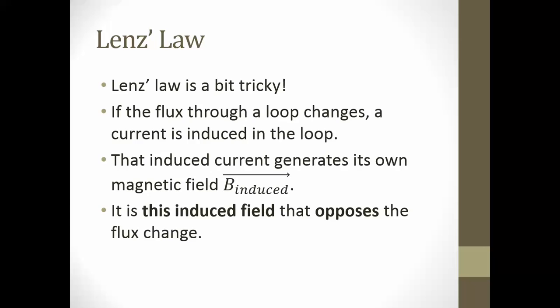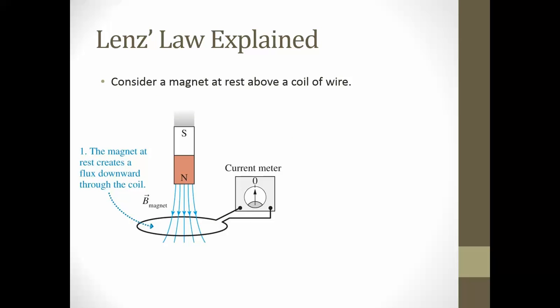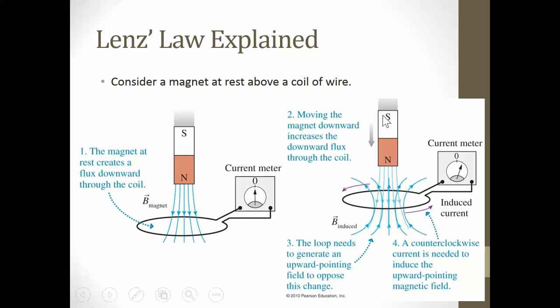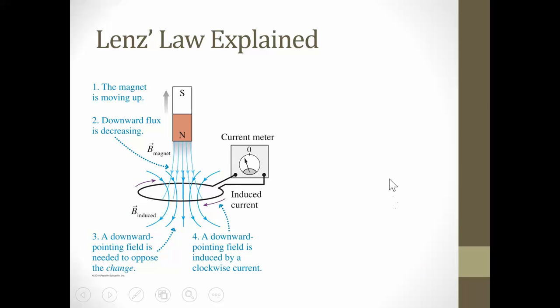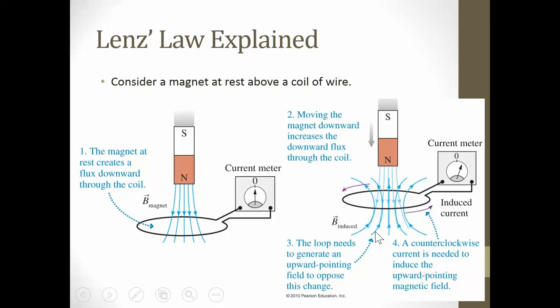So we're going to do some examples. Let's consider a magnet that's at rest above a coil of wire. And it has a flux going downward through the coil. And right now there's no current because there's no change in flux, just a constant flux. If I move the magnet towards the wire, it's going to increase the downward flux through the coil.